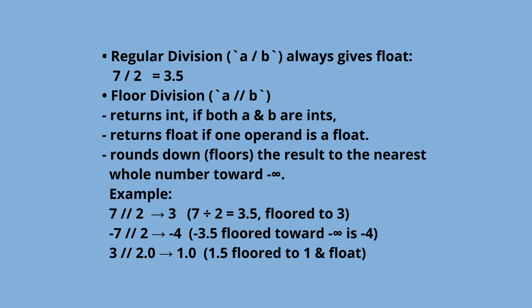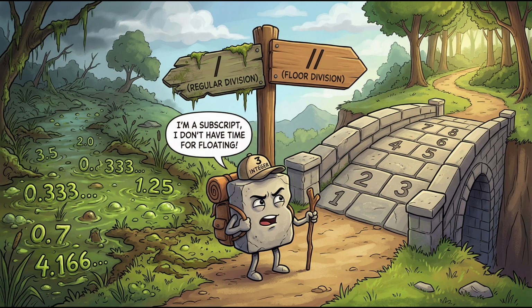Example, 7 // 2 equals 3, because 7 divided by 2 is 3.5, floored to 3. -7 // 2 equals -4, because -3.5 floored toward negative infinity is -4. 3 // 2.0 equals 1.0, because 1.5 floored to 1, and it's a float. We need whole numbers for subscripts, so // is perfect.